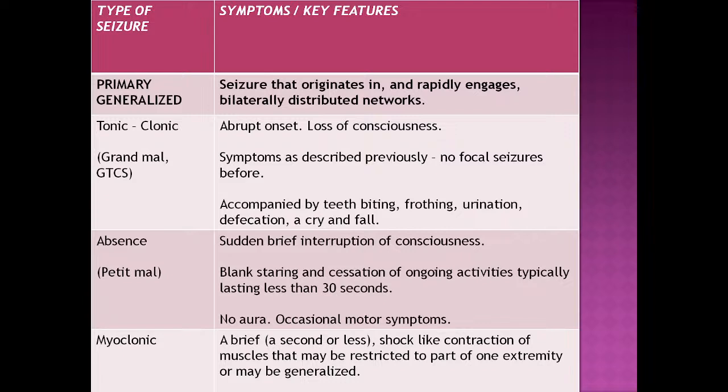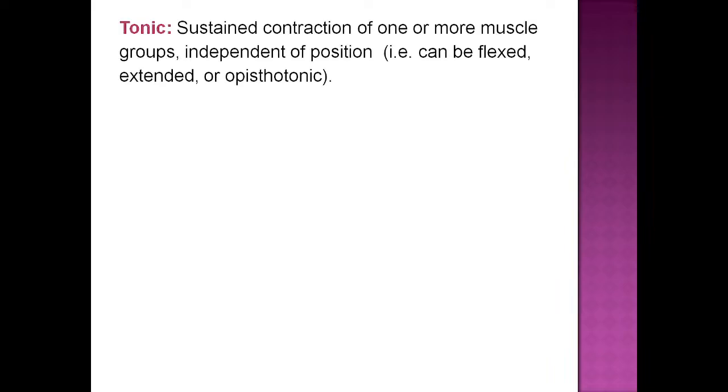Then myoclonic, where very brief, a second or even less than a second, shock-like contractions of the muscles may happen, which may be restricted to some extremity, or it may be generalized through all the extremities. So it's very quick. It happens very quickly, so it is missed a lot of times. Then what about the other terms like tonic? Tonic means there is increased tone. This is sustained contraction of muscles, right? Can be flexion, can be extension, can be both.